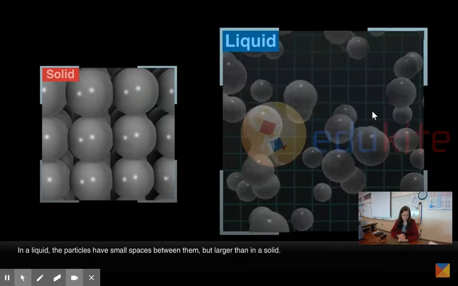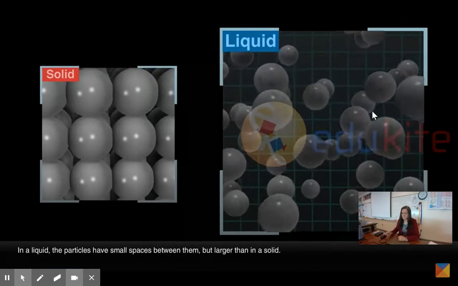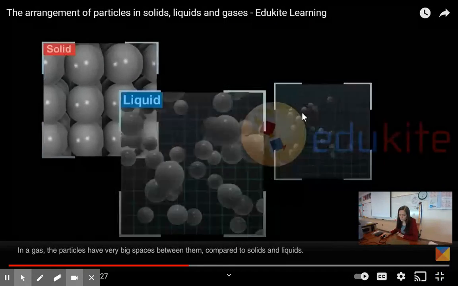In a liquid, the particles have small spaces between them but larger than in a solid.